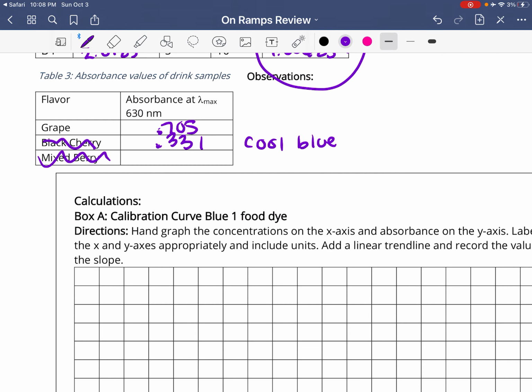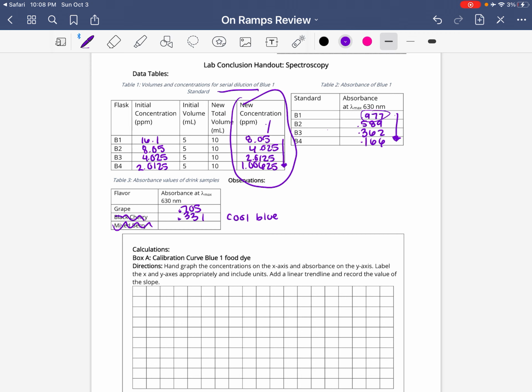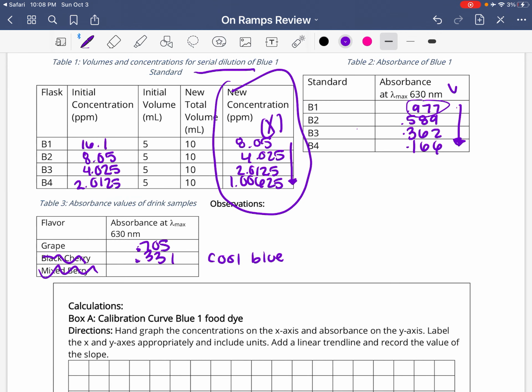Keep that in mind. You are going to graph your stuff. This is going to be X. And this is going to be Y.